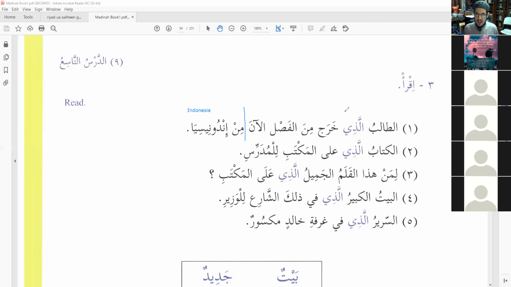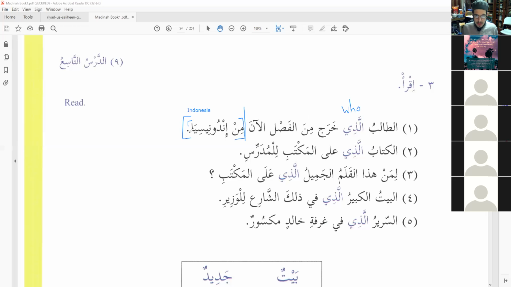Okay, so very good. So this alladhi is translating as who? The student who left the classroom just now. Okay, that's all mubtada. That's all just specifying whom we're talking about. What about him? We haven't said anything about him. Is from Indonesia. Here, this is a prepositional phrase, jar and majroor.